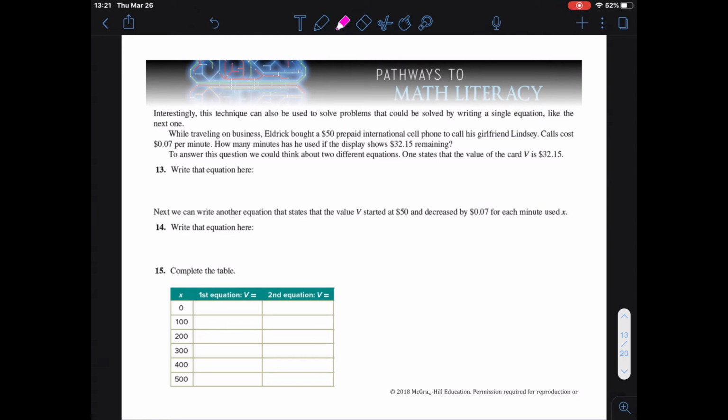So when traveling on business, Eldrick bought a $50 prepaid international cell phone to call his girlfriend. Calls cost 7 cents per minute.